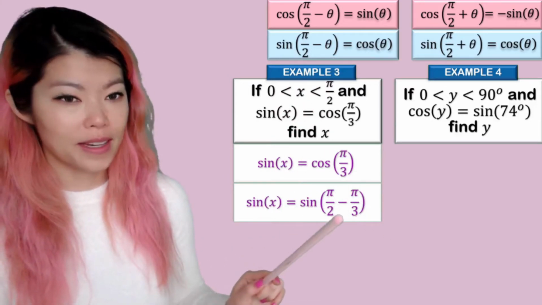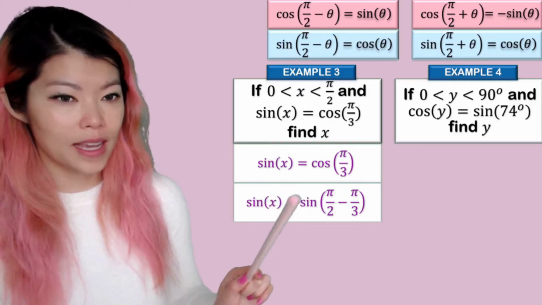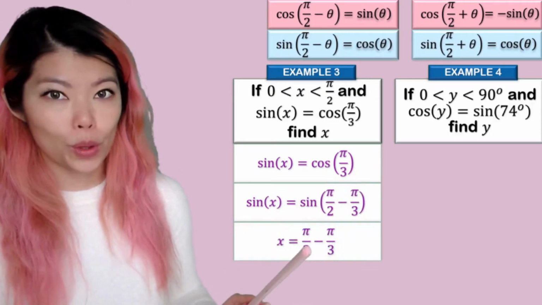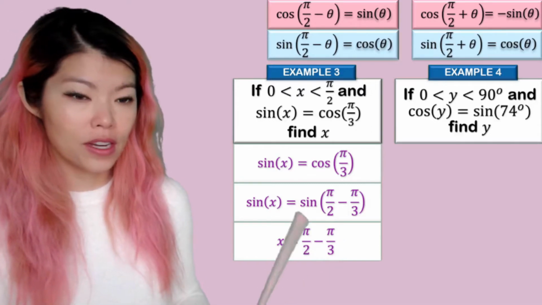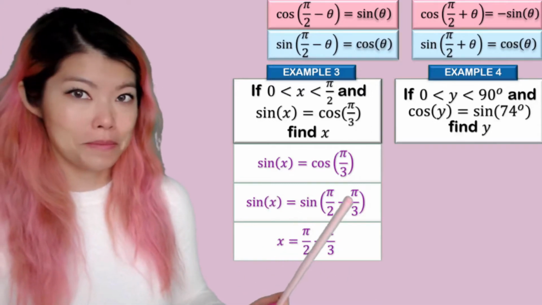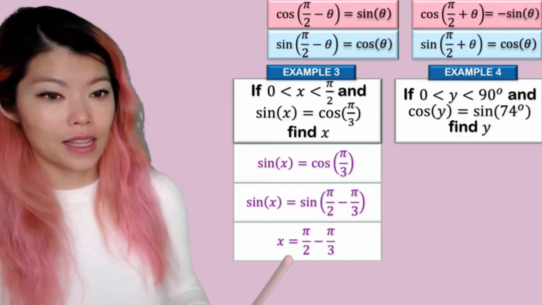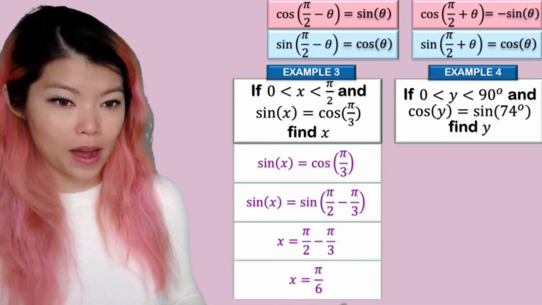And now that we have sine and sine, we can equate and say x is equal to pi/2 minus pi/3. And a half minus a third, a half is 3 over 6 minus 2 over 6. That would be 1/6, or pi/6.